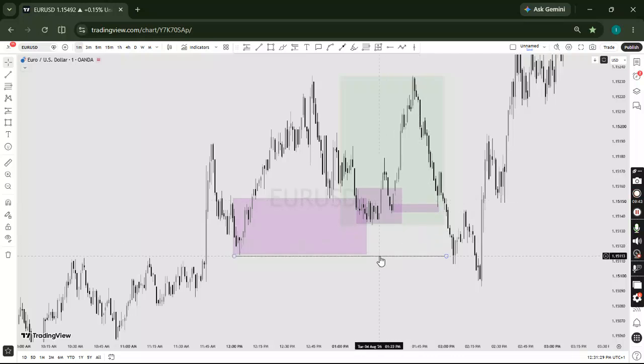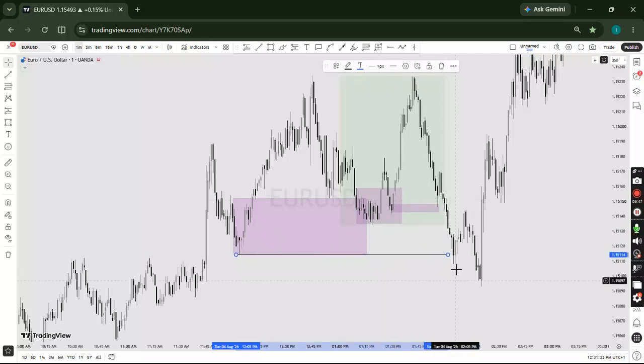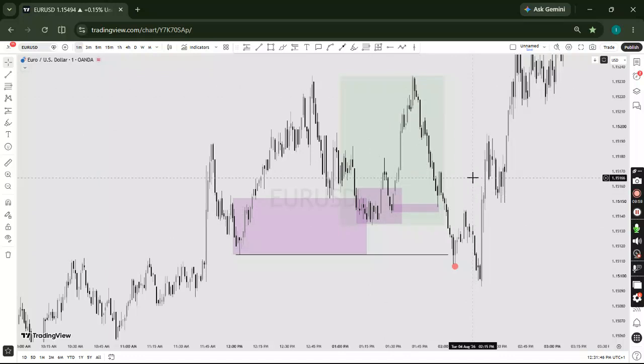But what did price do? It came back to take out the start of the mitigation. Then what happened? It created the test. I'm going to do this in red. It created the test, and after the test, people would want to use this test and follow through, but no, you have to be very, very careful.